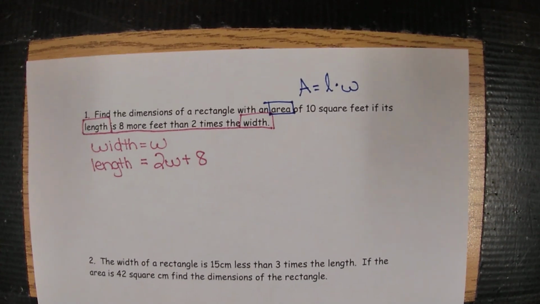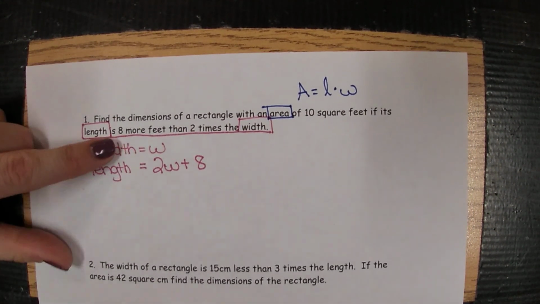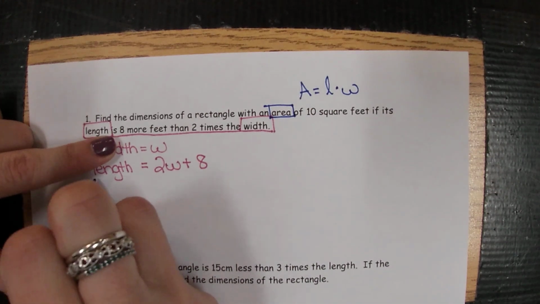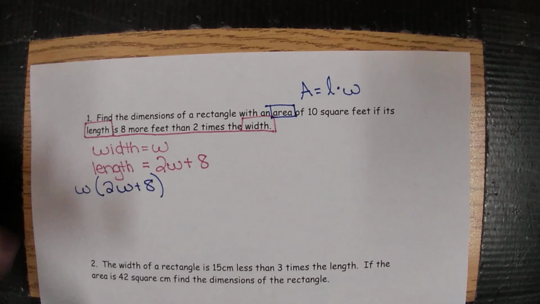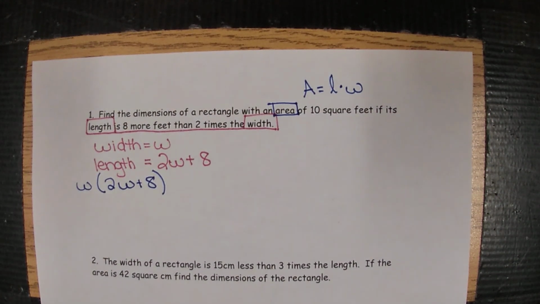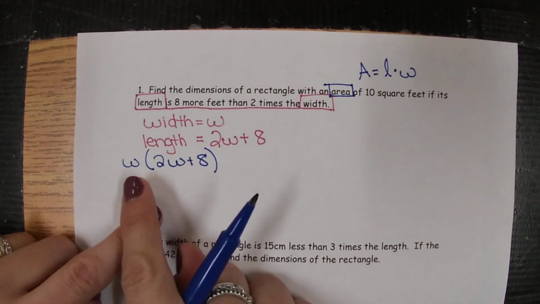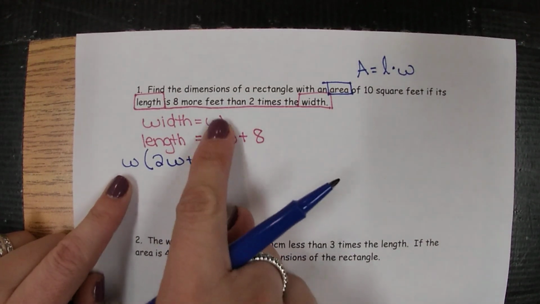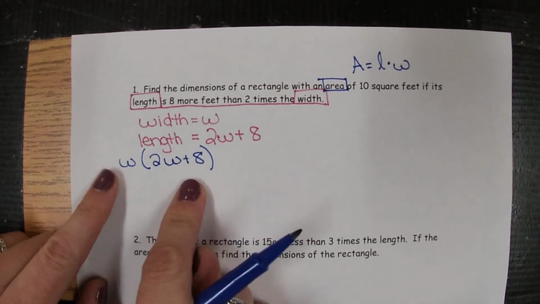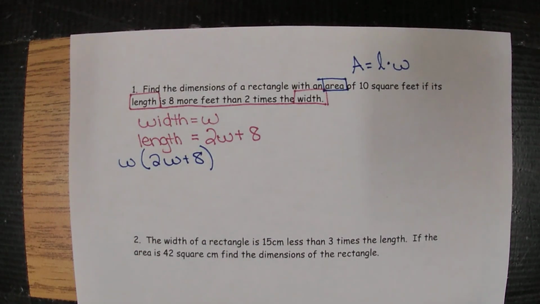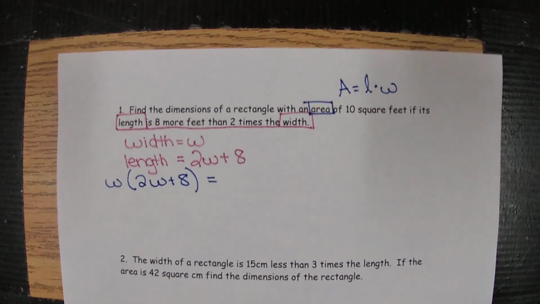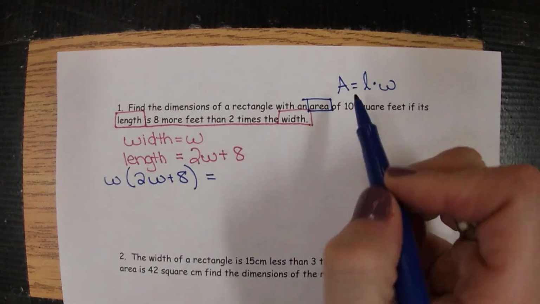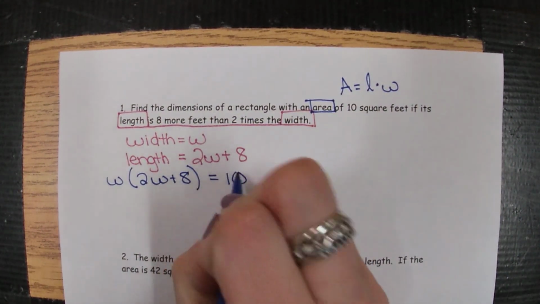Okay, so if I'm multiplying the length and the width to find the area, I have W and I have 2W plus 8 that I need to multiply together. You could, again, write these in either order, but I always think writing the one that's by itself first is easier because that's, again, traditionally how we see the multiplication written. And we're going to set that equal to the area, and the area, it tells us in this problem, is 10.